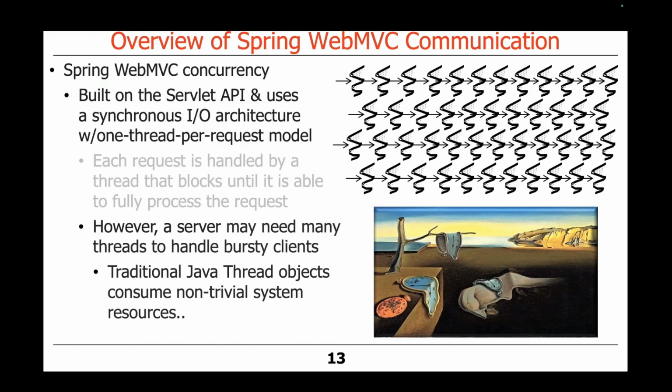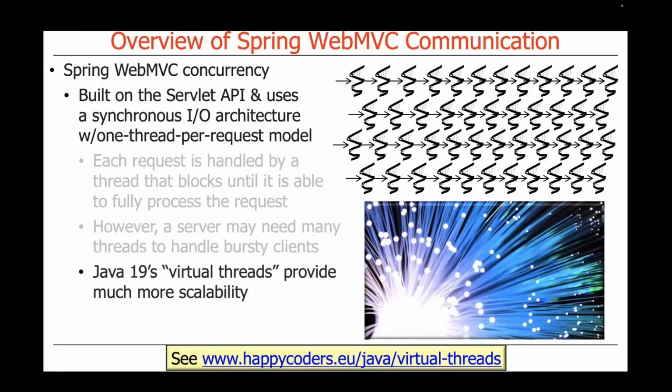Not hundreds of thousands of threads, but hundreds or thousands of threads before your system would start to grind to a halt because it was overwhelmed with the processing resources, particularly memory allocation. With the advent of Java 19 and beyond, virtual threads, you get much more scalability. And we'll spend some time very soon talking about virtual threads.